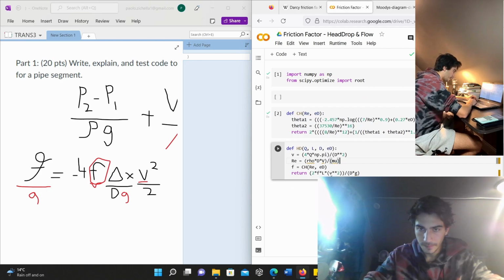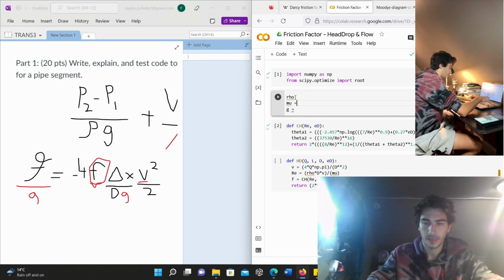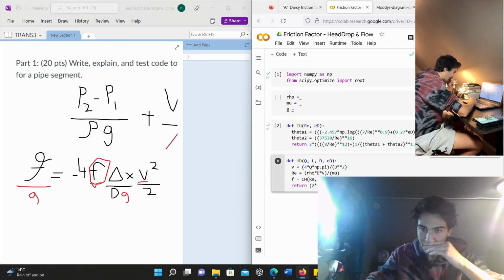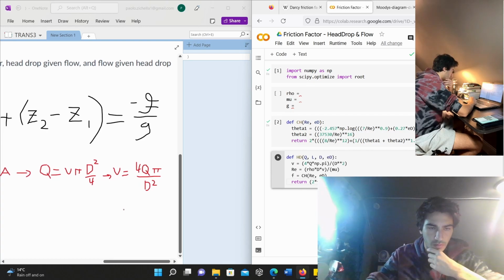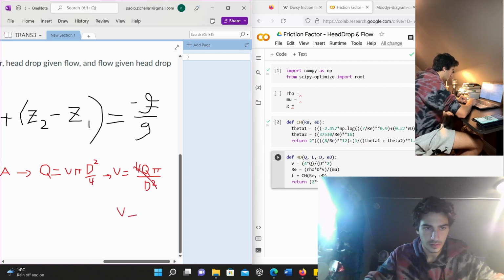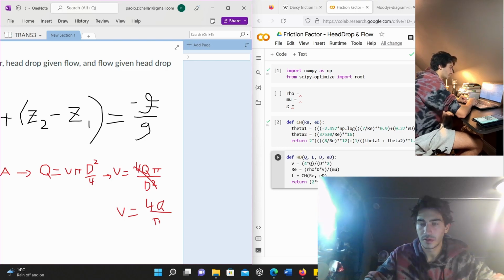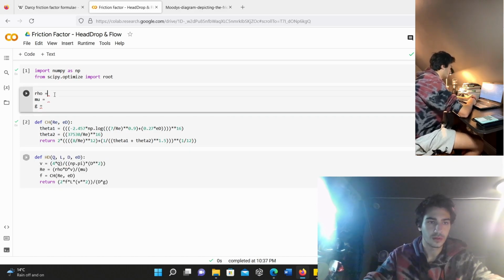The unknowns: we need rho, we need mu, and we need gravity, right? Okay, make sure it's all good. I thought this was wrong. I don't know why this derivation is messed up, sorry. So we should have V equal to 4Q over pi d squared. Apologize for that. Okay, alright, I think it should be good now.